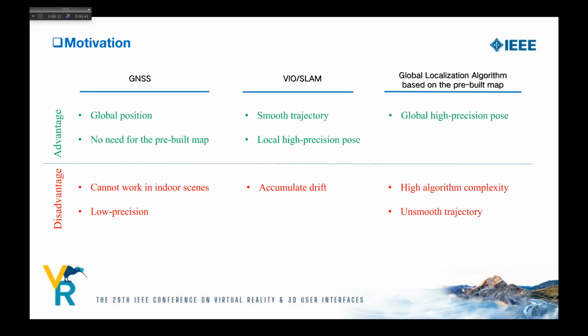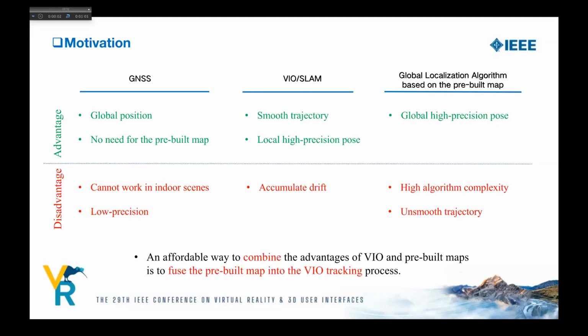VIO can output smooth trajectory in real time with high local accuracy. However, the cumulative drift in long distance tracking still exists. Compared with VIO, the localization algorithm has better global accuracy, but requires more computation. The motivation of our work is to fuse the pre-built map into the VIO tracking process to combine the advantages of VIO and the pre-built maps.